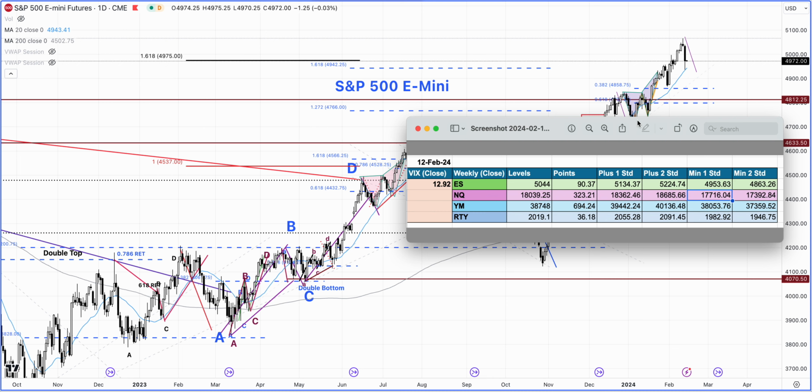What we are looking at on this screen is our S&P 500 and the futures market standard deviation levels. We were expecting for ES a 90-point move from last Friday's close, which is 50.44, in either direction. What we have seen is a move to the downside, and our -1 standard deviation comes in at 49.53, and -2 standard deviation at 48.63. So far the price has been between the -1 and -2 standard deviation.